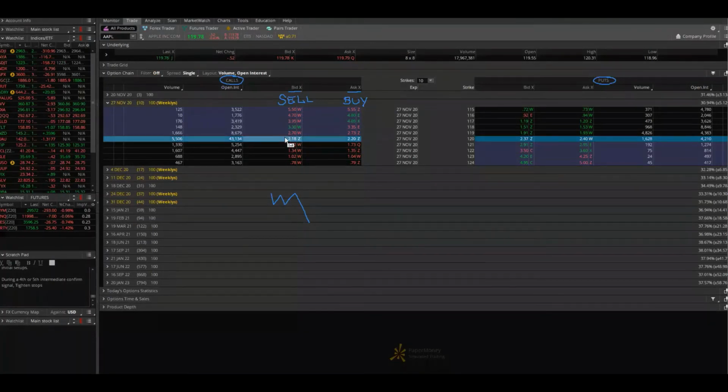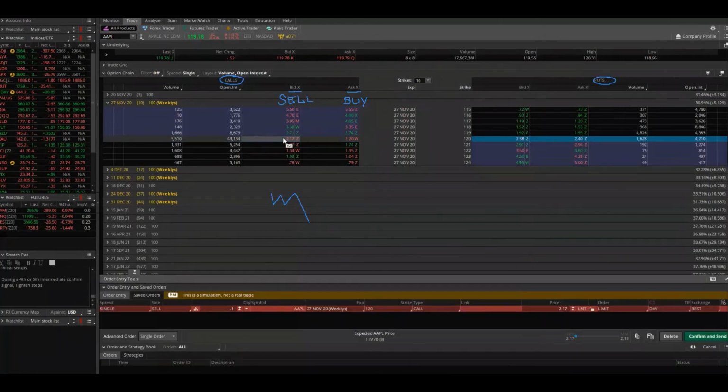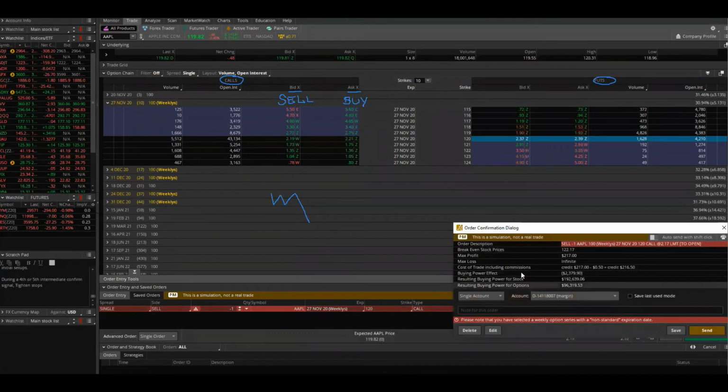Bringing up this right here, if I were to sell a call, again, same process. Everything's exactly the same, the at the money, et cetera, et cetera. Now here's the difference. When I hit confirm and send, I'm making $217. The whole purpose of selling options is to collect premiums, right? So you can see that our break even on the stock price is 122, right?